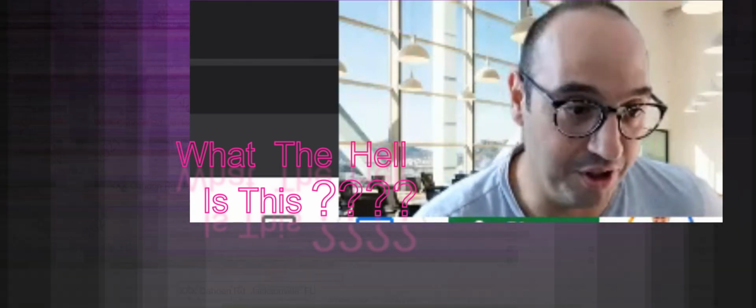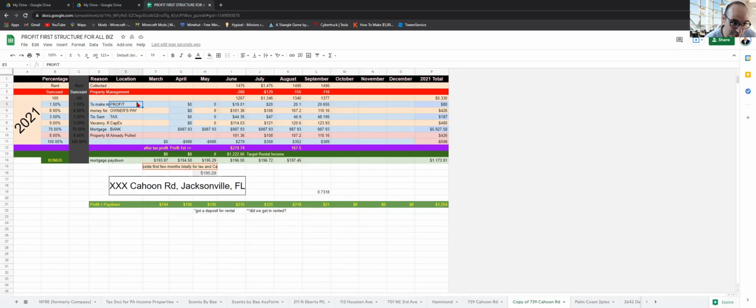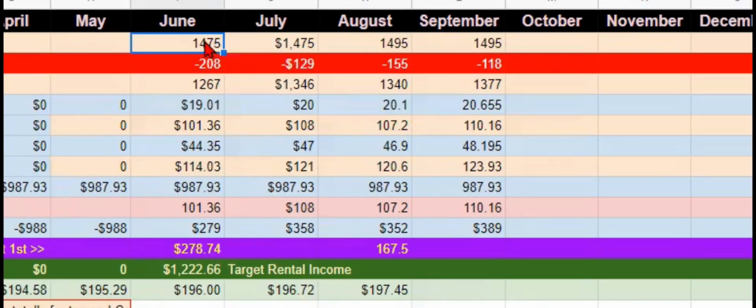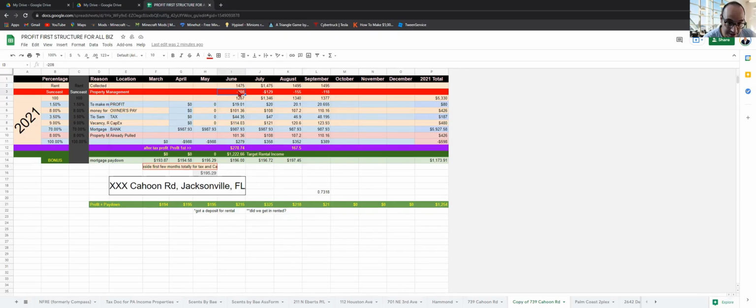So anyway, what the hell is this? That's your question, really. So Profit First, let's start with the profit. The first thing we do is figure out how much profit we're going to take each month from the rental. At the top, you see the rent coming in, which is $14.75. This is the number that Suncoast, my property management company, automatically takes out.